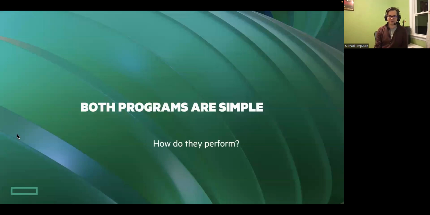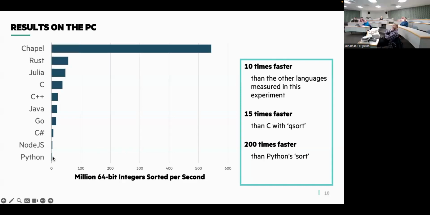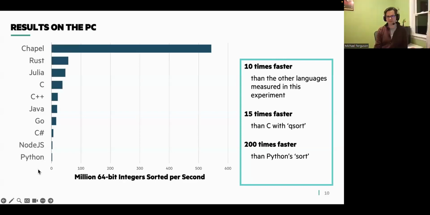All right. But what happens when you compare their performance? This is what happens. So here's the Chapel sort speed at something like 540 million integers per second. And then Python's over here at, I believe, 2. And then in between, we've got lots of other interesting languages. But compared to the closest one in this particular measurement, which was Rust, Chapel was 10 times faster than Rust. C, oddly enough, was faster than C++, but Chapel is still faster than that by 15 times. And then we're about 200 times faster than Python sort.